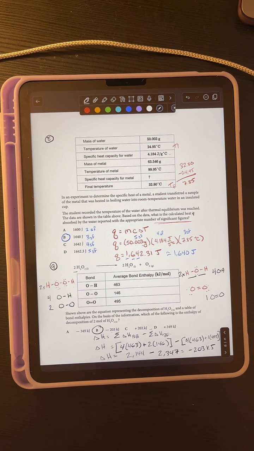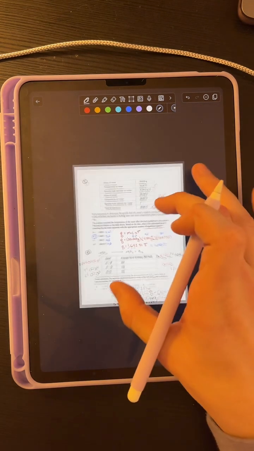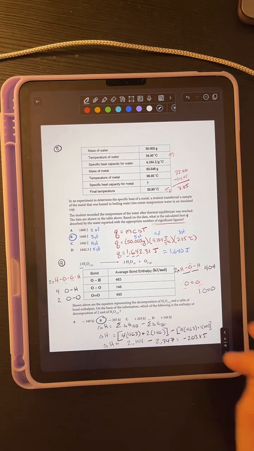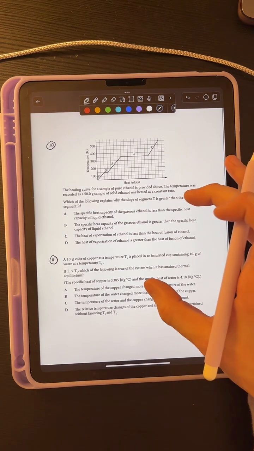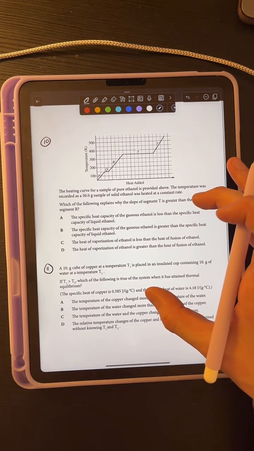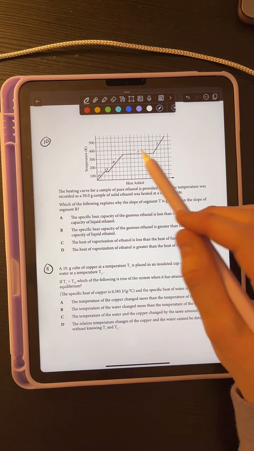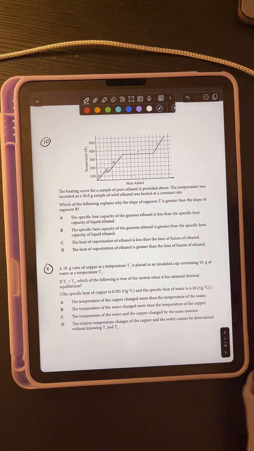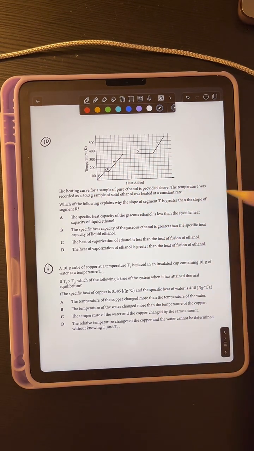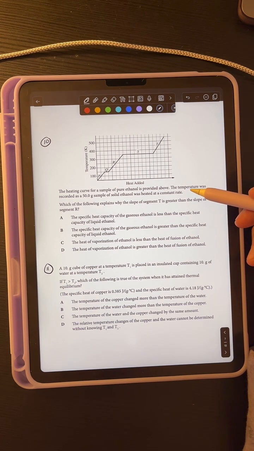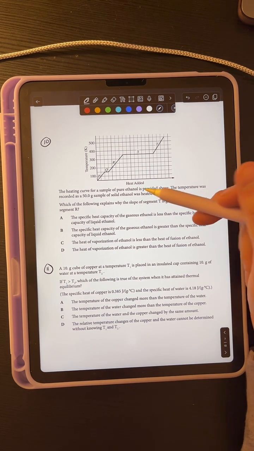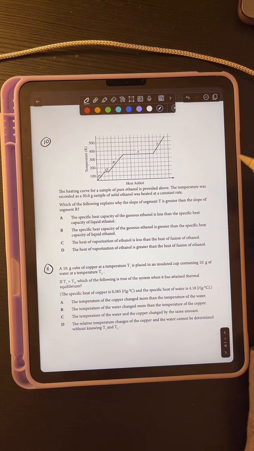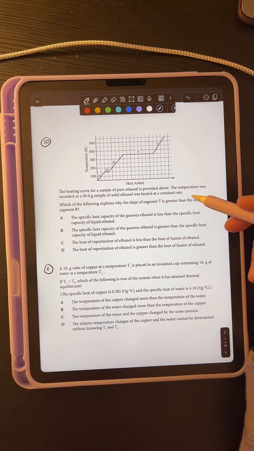Beautiful. All right. So let's go through onto, whoa, that shrunk very, very little. Let's go through to number 10. Now we're getting into heating curves, right? These are our heating curves. The heating curve for a sample of pure ethanol is provided above. The temperature was recorded as a 50-gram sample of solid ethanol was heated at a constant rate.